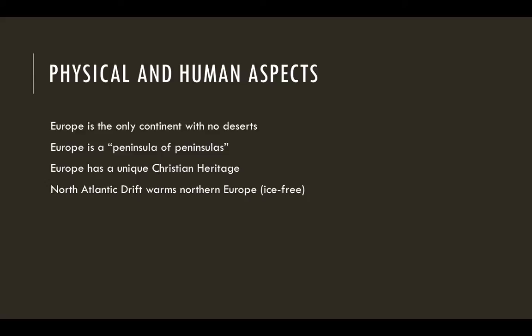Europe also has a very unique Christian heritage. This area has been heavily influenced by the Bible, but you're going to see a pattern where Christianity is actually on the decline. And then finally, the North Atlantic Drift is warming most of Northern Europe to keep it ice-free. So when you look at where Europe is located on a map, it's so far north of the equator, you would think it would be covered in snow and ice. But thanks to that warm current coming from Canada, it keeps the area ice-free.